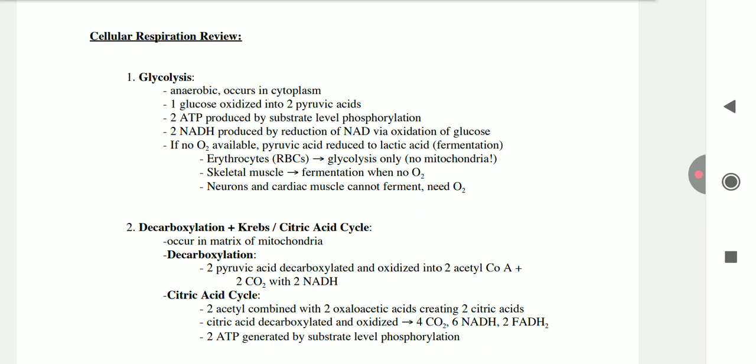Second, decarboxylation plus the citric acid cycle occur in the matrix of the mitochondria. Decarboxylation: 2 pyruvic acid are decarboxylated and oxidized into 2 acetyl coenzyme A, thus 2 CO2 with 2 NADH. Citric acid cycle: 2 acetyl combined with 2 oxaloacetate creating 2 citric acid. Citric acid is decarboxylated and oxidized: 4 CO2, 6 NADH, 2 FADH2. 2 ATP are generated by substrate level phosphorylation.